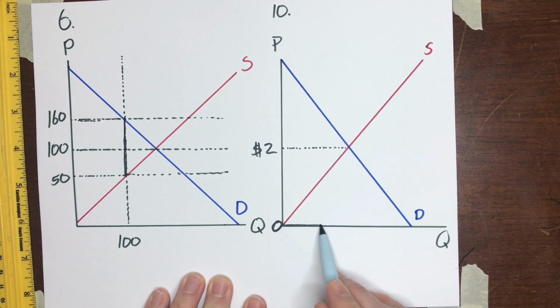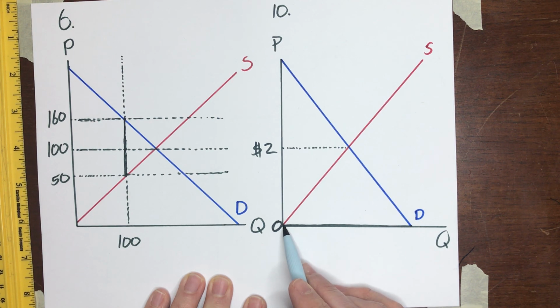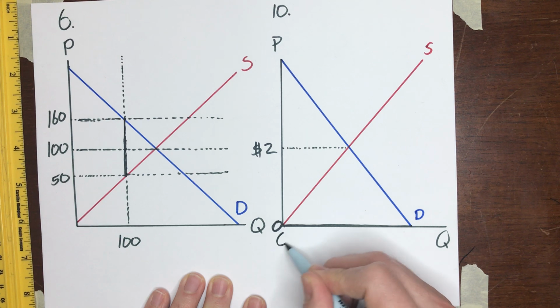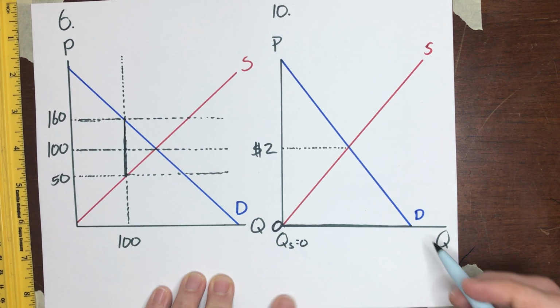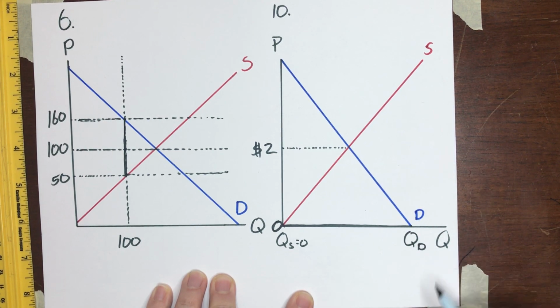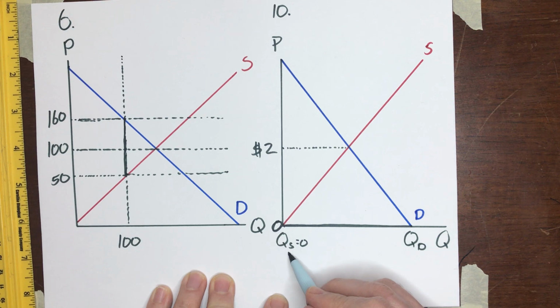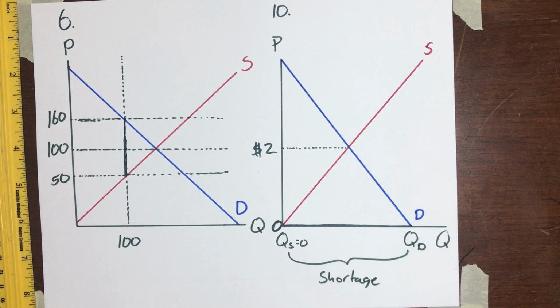And if you draw a line from that price along the x-axis, wherever it hits the supply curve, that shows you the quantity supplied, which, by the way, is going to be equal to 0. And on the demand curve, you've got the quantity demanded. And the difference between those two is the shortage. Okay, so that's the labeling of the shortage. That's part A.